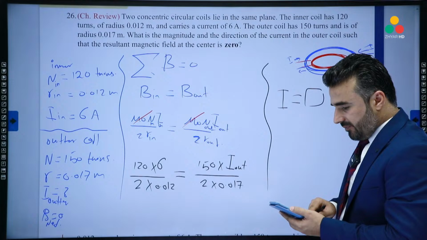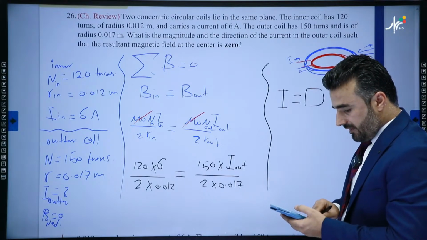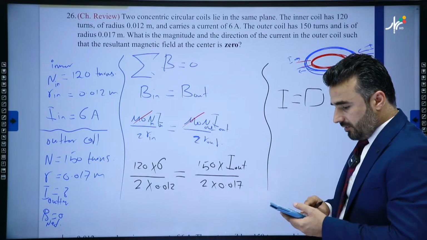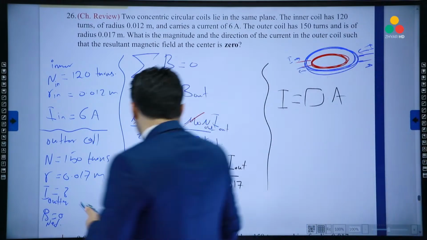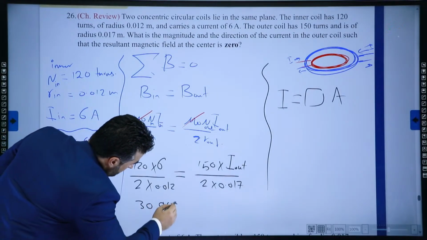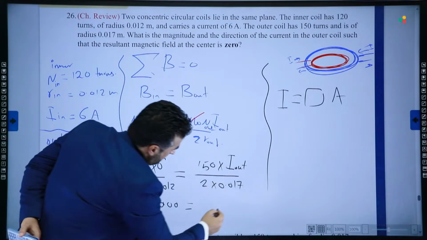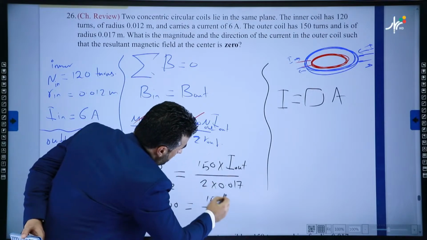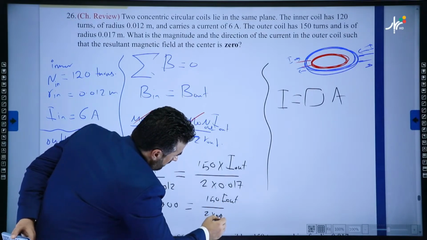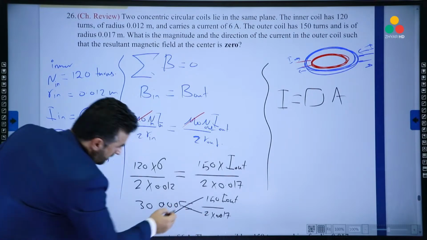120 multiplied by 6 divided by, use your bracket, 2 times 0.0112. The answer will be 330,000 actually. So this is basically 30,000 we can say is equal to. We can say all this, that is basically 150I out 2 times 0.017. So once again, if you want to multiply, this goes under, this goes up.